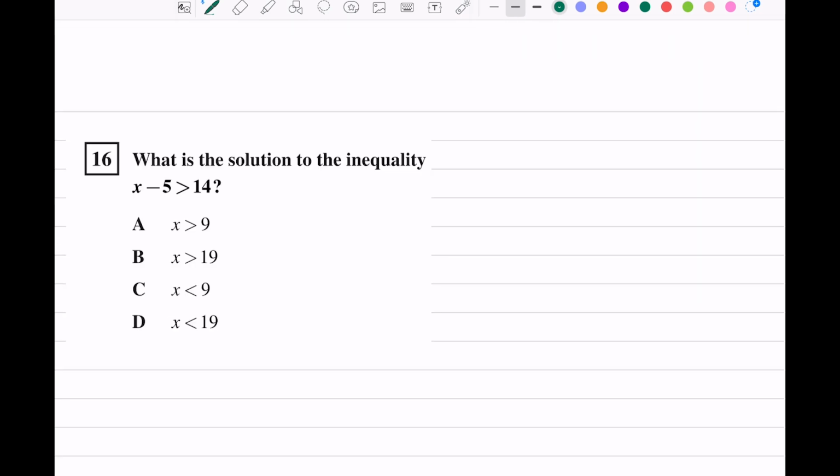What is the solution to the inequality x minus 5 is greater than 14? All we need to do is get x by itself. So we can add 5 to both sides, and we'll get x is greater than 19. Looking at our options, that would be B.